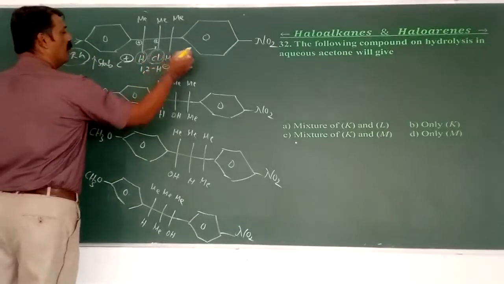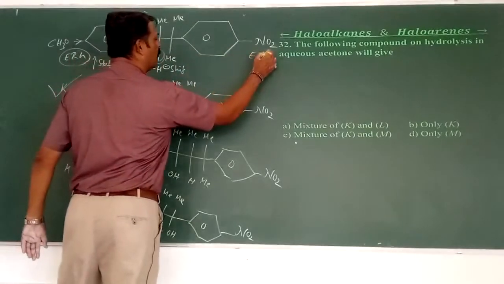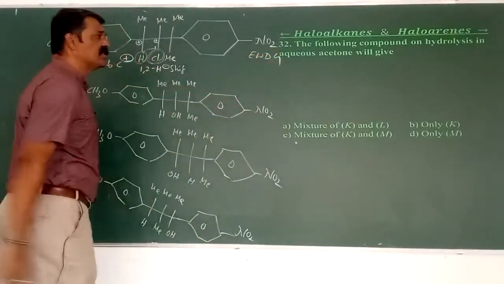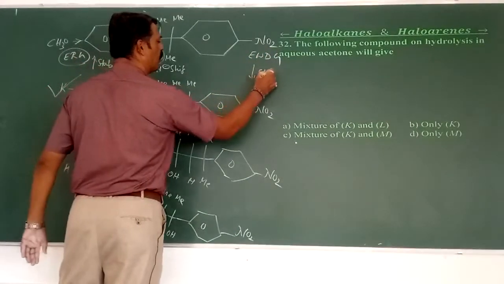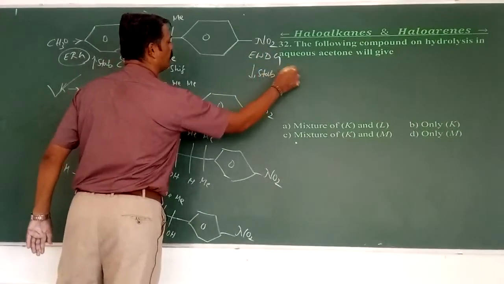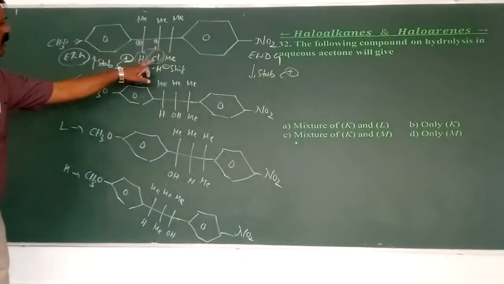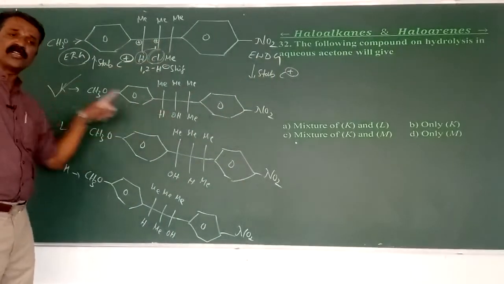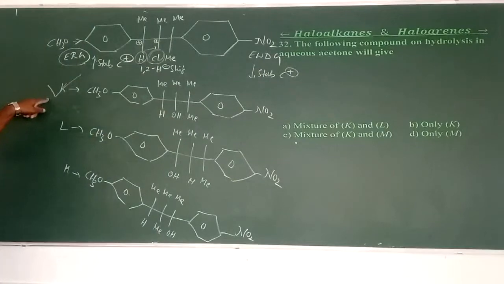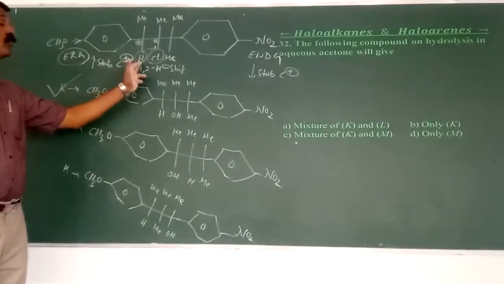Why? Because NO2 is EWG. What does an EWG do? It decreases the stability of which one? C plus. Means regularly Cl is directly replaced by OH in case of which one? K. Apart from that, we can shift this to the left also.